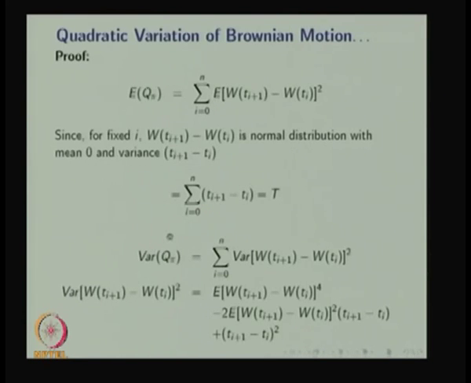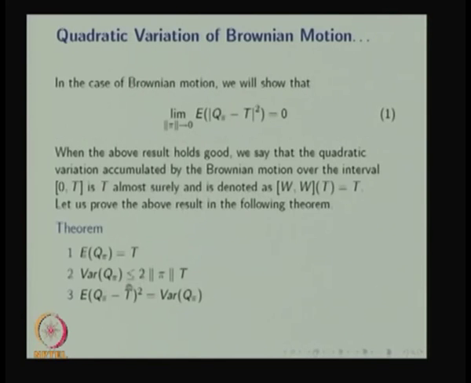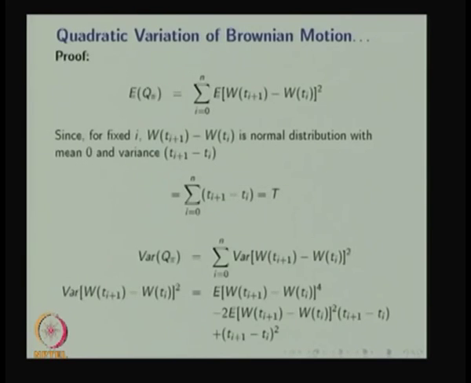Now, we will find out the variance of Q_π. We have to prove the second part: the variance of Q_π is less than or equal to 2 times the norm of π multiplied by T. The third part is quite easy. So, the variance of Q_π is nothing but the summation from i equal to 0 to n minus 1 of the variance of the difference of the random variable whole square.